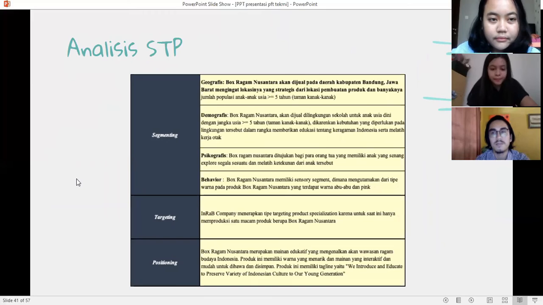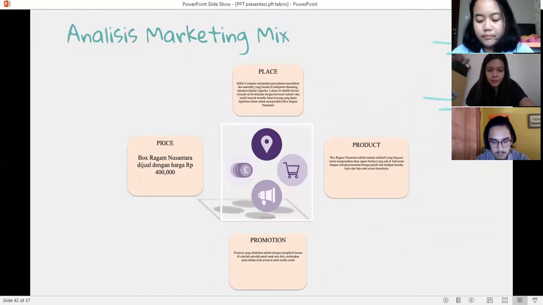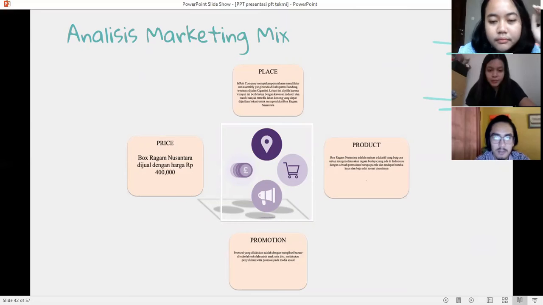Next. The next slide is about the segmenting that consists of four main topics: geographic, demographic, psychographic, and behavior. It also explains the targeting and positioning. Next. The marketing mix analysis explains the price of our product, where we want to sell our product, what our product is, and the promotion that we are using. The next one is our marketing plan.